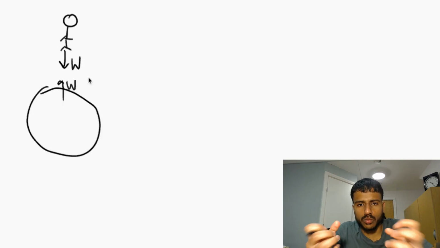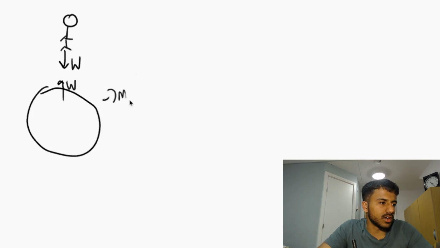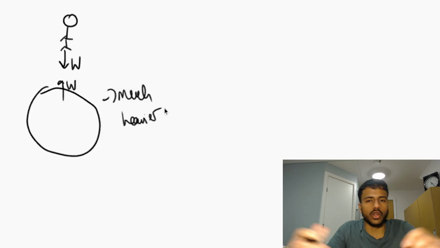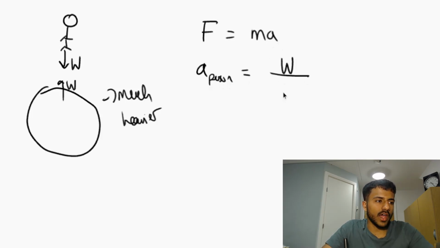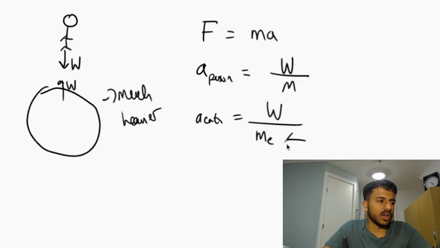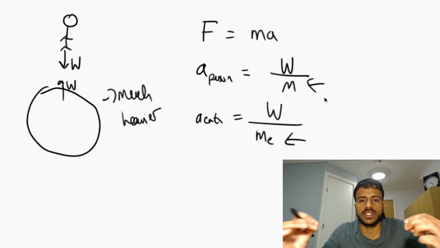But the reason why you move towards the Earth and the Earth doesn't move towards you is that the Earth is much heavier. We know from Newton's second law that force is equal to mass times acceleration, where the acceleration of the person is going to be equal to W over m, and the acceleration of the Earth is going to be equal to W over the mass of the Earth. And the mass of the Earth is much bigger than the mass of a human, so the acceleration of the Earth is going to be almost negligible. The Earth simply won't move because it's so much bigger. But one thing you need to understand is that the force exerted on both bodies is actually the same.